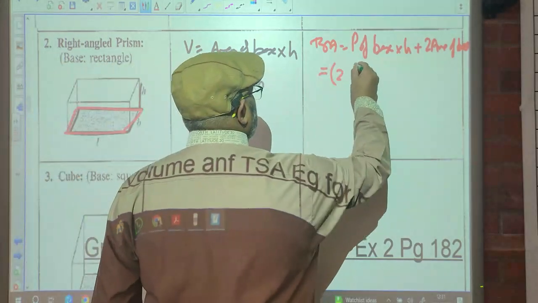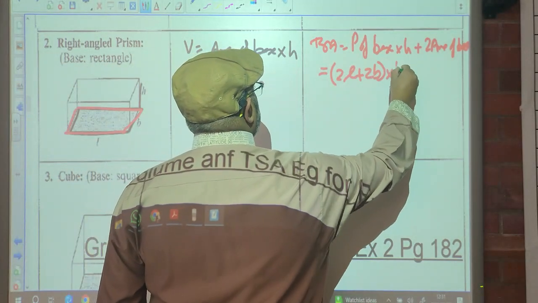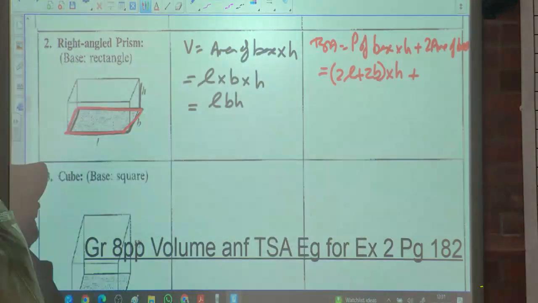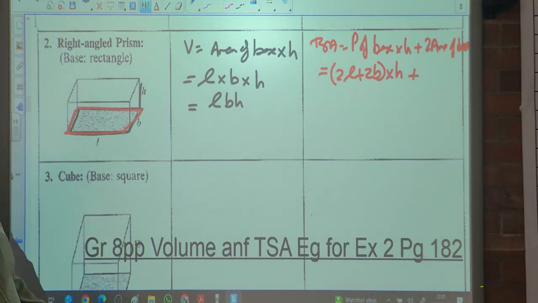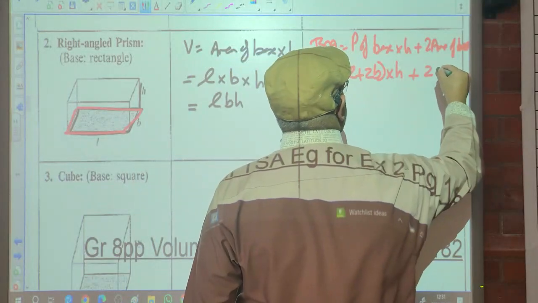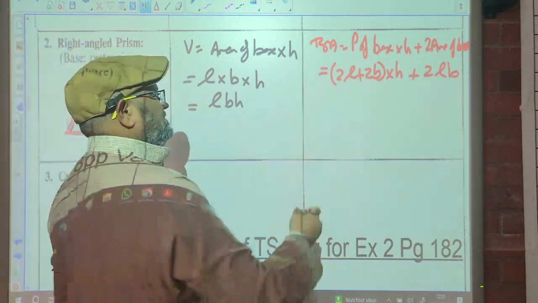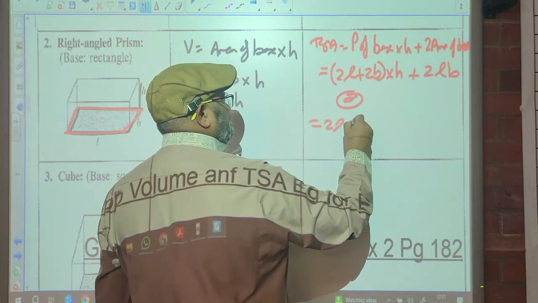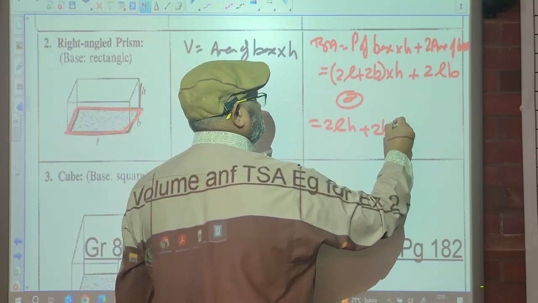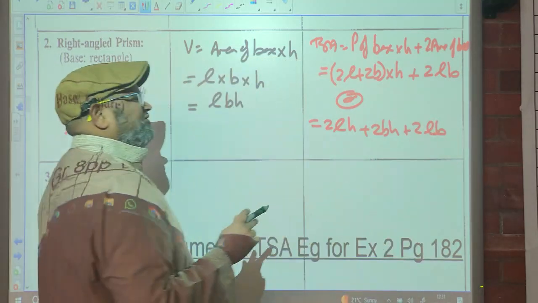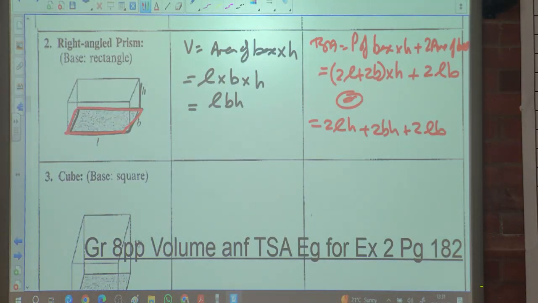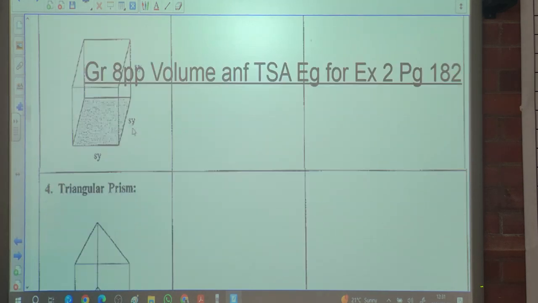So it's going to be 2 length plus 2 breadth times height plus twice area of base, which is 2 times length times breadth. Okay, you can multiply that h out, which is going to give you 2 length h plus 2 bh plus 2 lb. But did I have to multiply it out? No. You guys understand? Is there any confusion? Let's go to the next one.